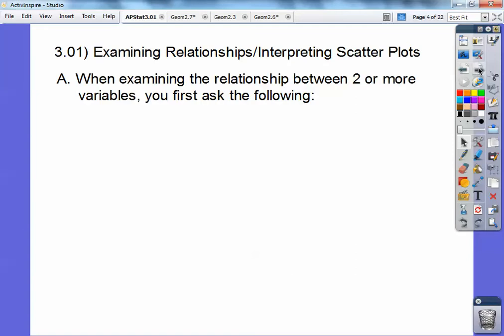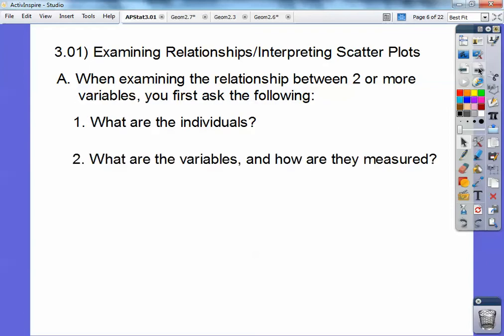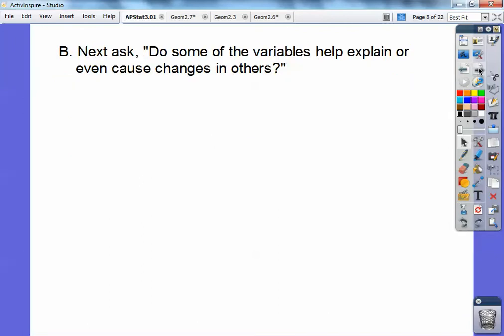So when examining the relationship between two or more variables, you first ask the following. So what are the individuals? Okay, what are the variables and how are they measured? All right, and are the variables quantitative or categorical? All right, so then next ask, do some of the variables help explain or cause the changes in others?